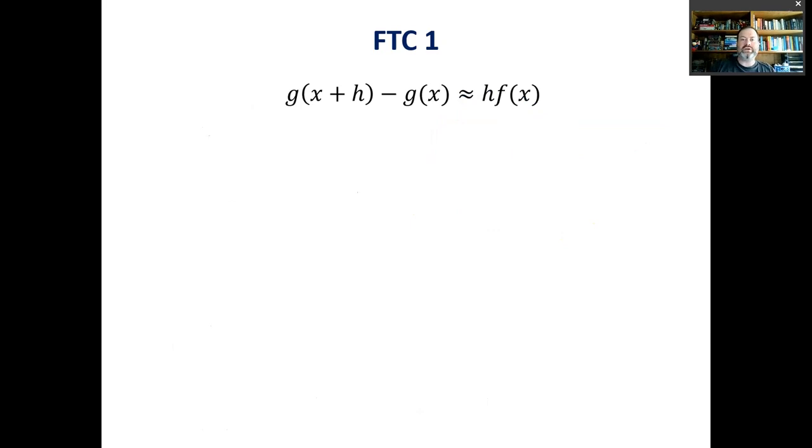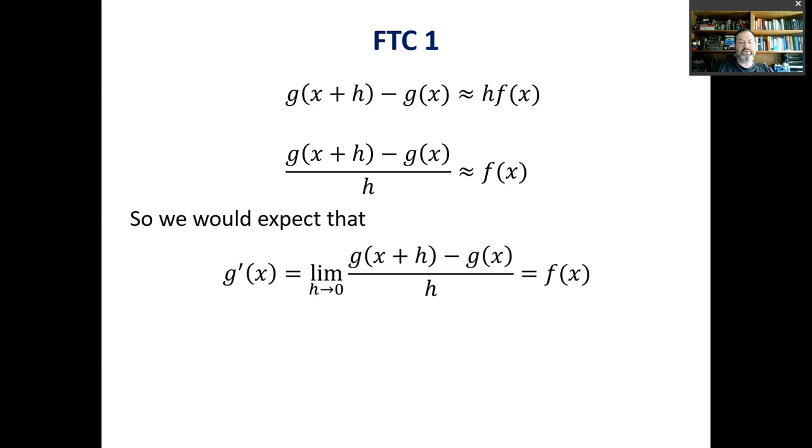So this is where we left off on the previous slide. We can divide both sides by h. Now it looks like a derivative, right? You should be recognizing this as some sort of derivative. So we would expect that if we take the limit as h goes to 0, then that should give us f of x, because this left side is definitely the derivative.